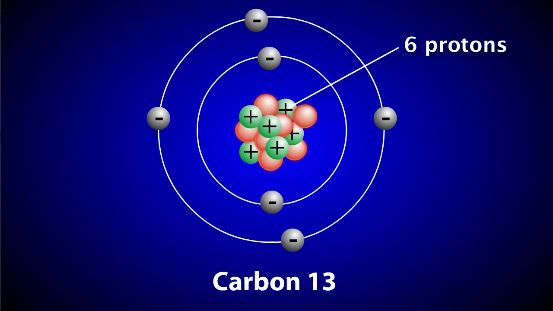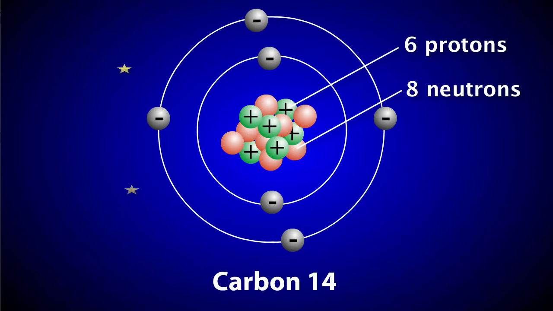Another carbon isotope is carbon-14. Carbon-14 has the characteristic 6 protons found in all carbon atoms, but in this case it has 8 neutrons. In some cases, isotopes may be unstable or radioactive. Radioactive atoms emit energy or subatomic particles in order to return to a stable state. This is the case with carbon-14.